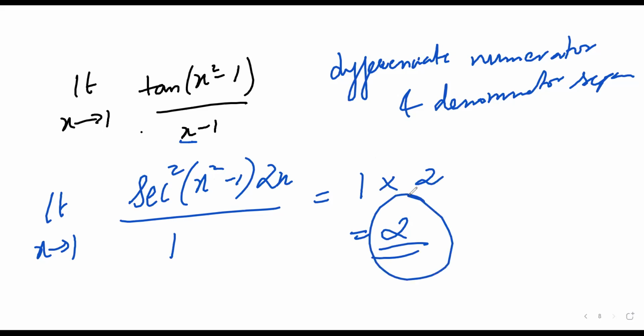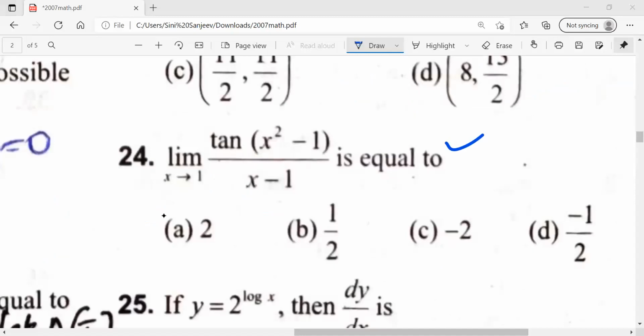So for limits and derivatives, the only thing is to just differentiate the numerator and denominator, that's all. We don't need to do any other thing. Answer is 2. So I hope everyone understood that.